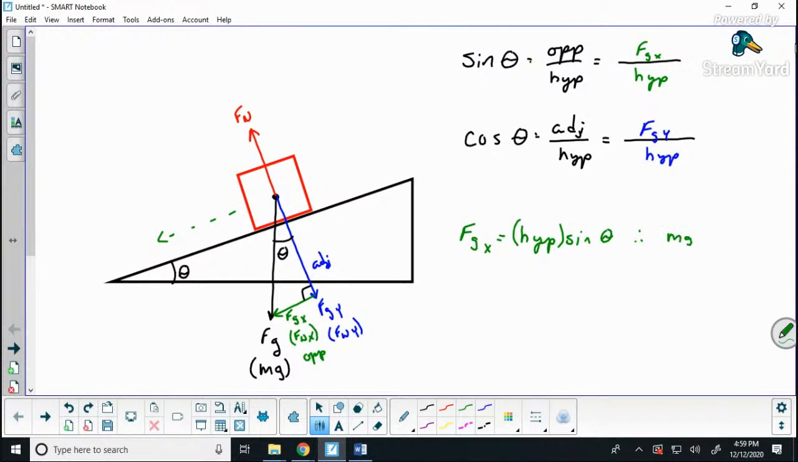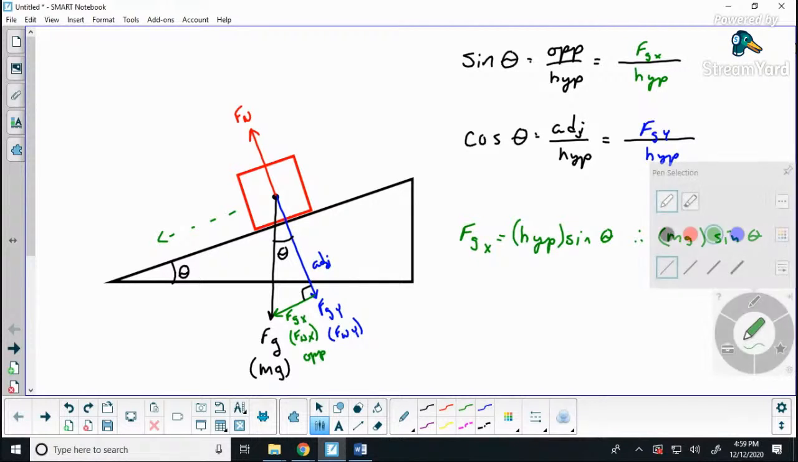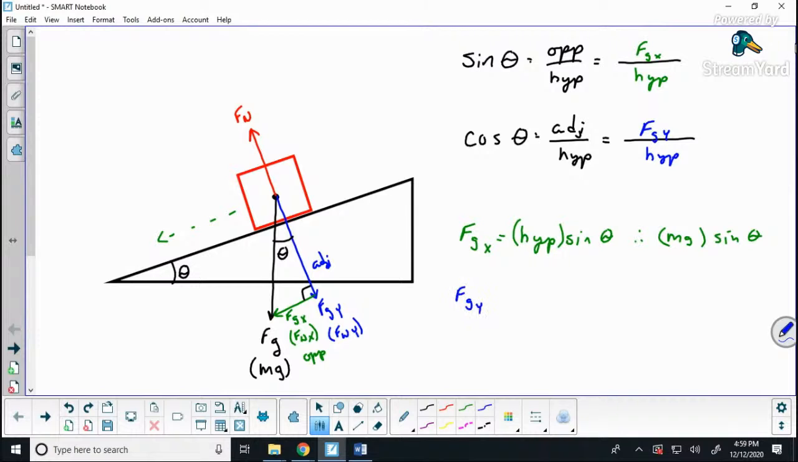Therefore, mass times gravity times sine of theta. Now it'll tell me what force is acting down the plane of that ramp. Likewise, I can look at my cosine functions. So force of gravity in the y is going to be the hypotenuse times cosine of theta, therefore mg cosine theta. And that force of gravity in the y is going to tell me what force is responsible for friction if there is friction.